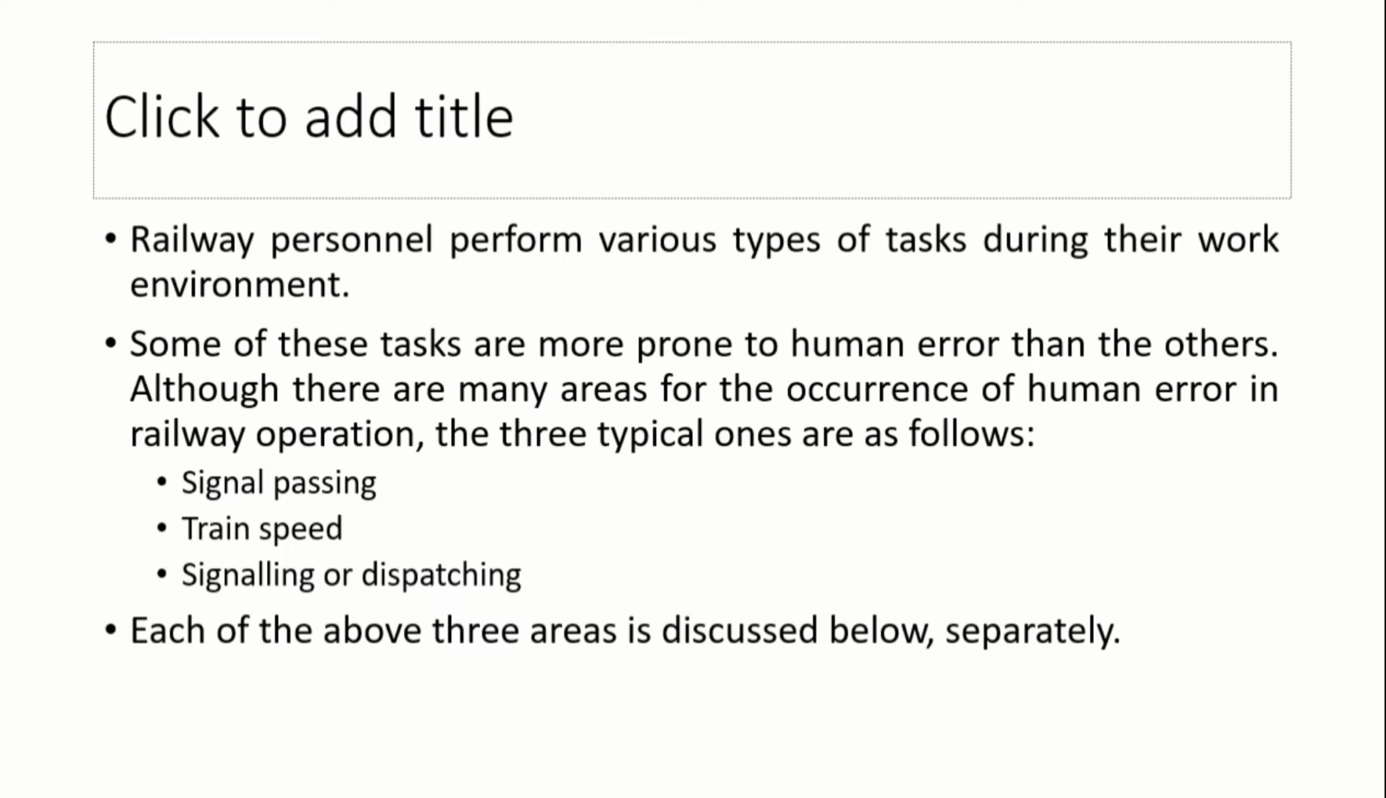So there are many areas for the occurrence of human error in rail operation, and three typical ones are as follows. Yang biasanya akan berlaku error basically is in the signal passing, train speed and also signaling or dispatching. So these three tasks are basically the ones with the most occurrence of human error, right? Okay. So kita tengoklah setiap task ni.